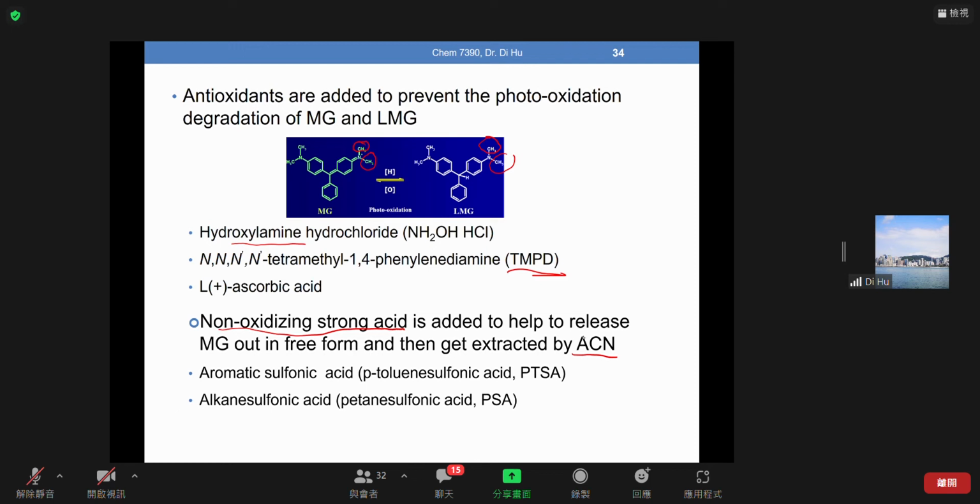This one, PTSA, p-toluenesulfonic acid, is an aromatic sulfonic acid. It is a pretty strong organic acid, and in terms of acidity, it's about a million times stronger than benzoic acid. It's one of the few strong acids that are in solid form, so it can be easily weighed. The other choice is PSA, but this one is often used, to denature the protein and make melatonin green and leucomelatonin green easily extracted.